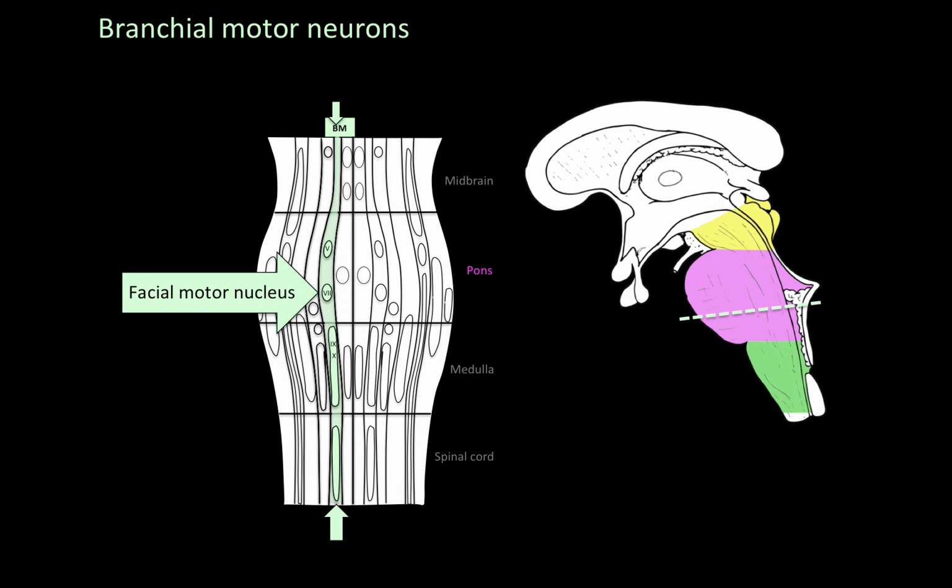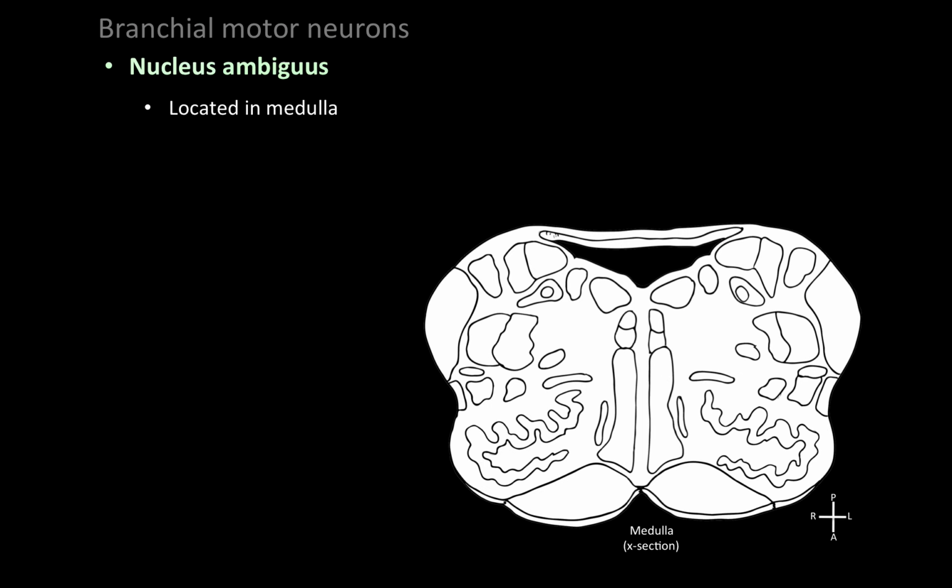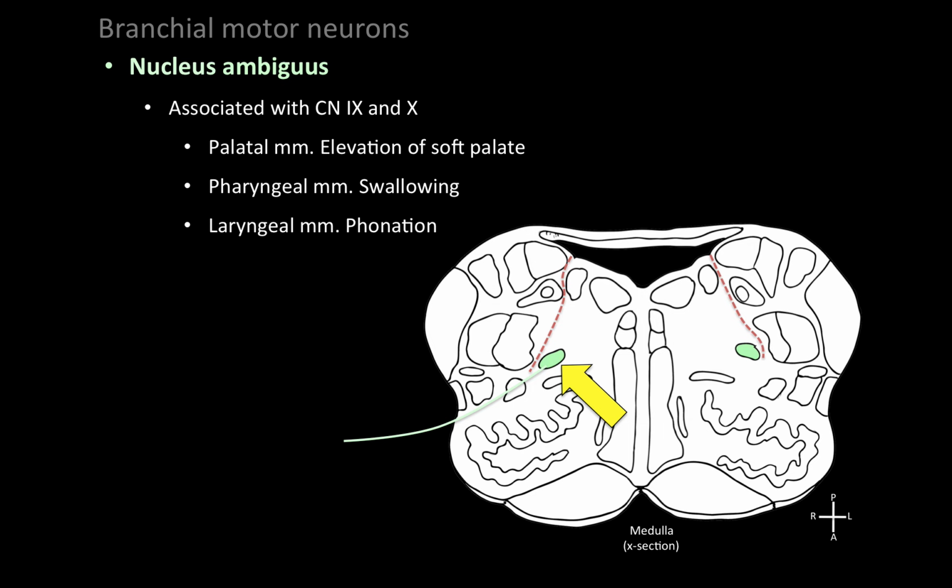All right, so we just covered the facial motor nucleus. Now let's go down to the medulla and talk about the nucleus ambiguus. Here's a cross-section of the medulla, and to find the nucleus ambiguus, we find the water. There's our fourth ventricle. We find the sulcus limitans there, and we find a nucleus that's just medial to the sulcus limitans and a little bit more ventrally located, and there we have it. There's our nucleus ambiguus, and this is associated with cranial nerves 9 and 10.